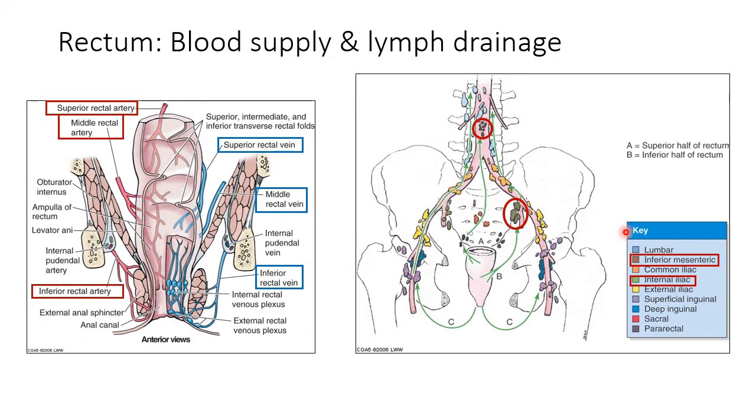Now, when we come to the lymphatics, again think of the arteries. Superior half of the rectum, the lymphatics will drain into the inferior mesenteric lymph nodes. From the inferior half of the rectum, lymphatics will drain into the internal iliac lymph nodes. So inferior mesenteric lymph nodes and internal iliac lymph nodes. Don't worry about the other lymph nodes which are mentioned on this image. Only please focus on the highlighted ones.